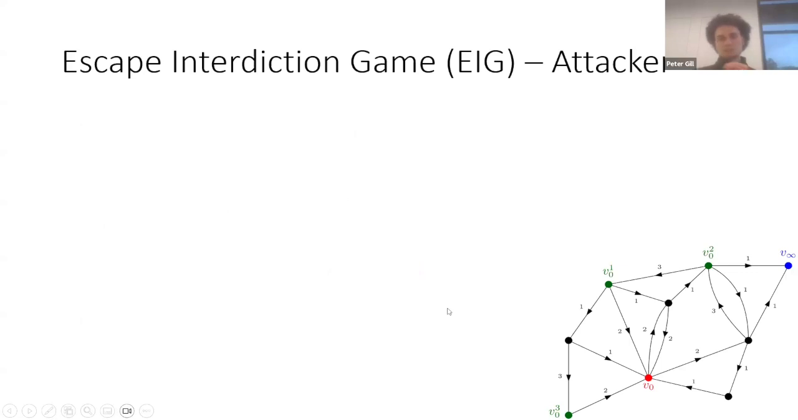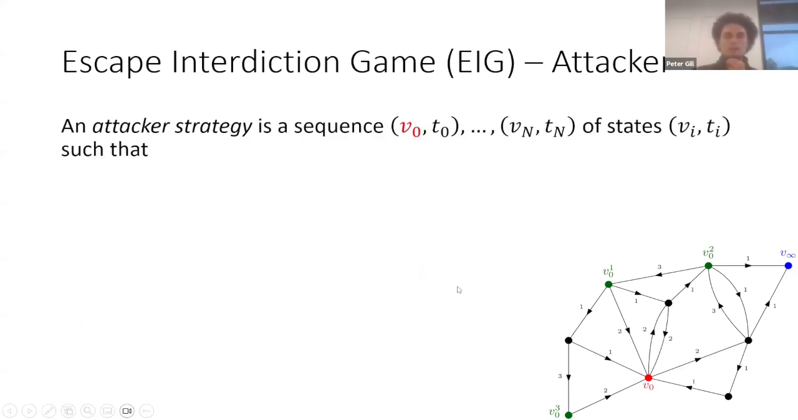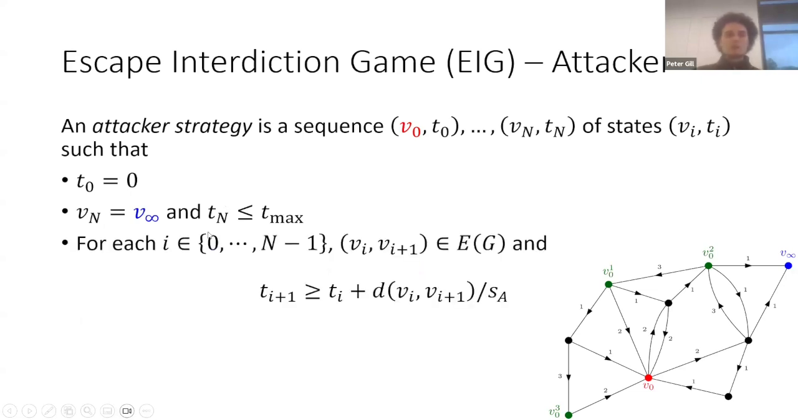An attacker strategy is a sequence of states. Think of these as being in a place at a time, which is very natural. You start at time 0. You must end at your v infinity node within the time frame. And very naturally, if you're traveling along v_i to v_{i+1}, that arc, that edge, then you can only arrive at your next node given your speed here.